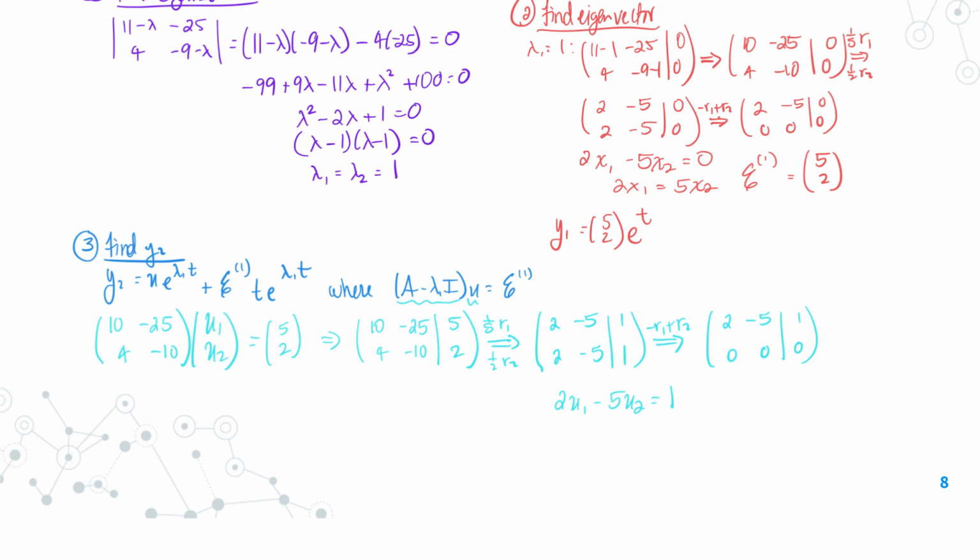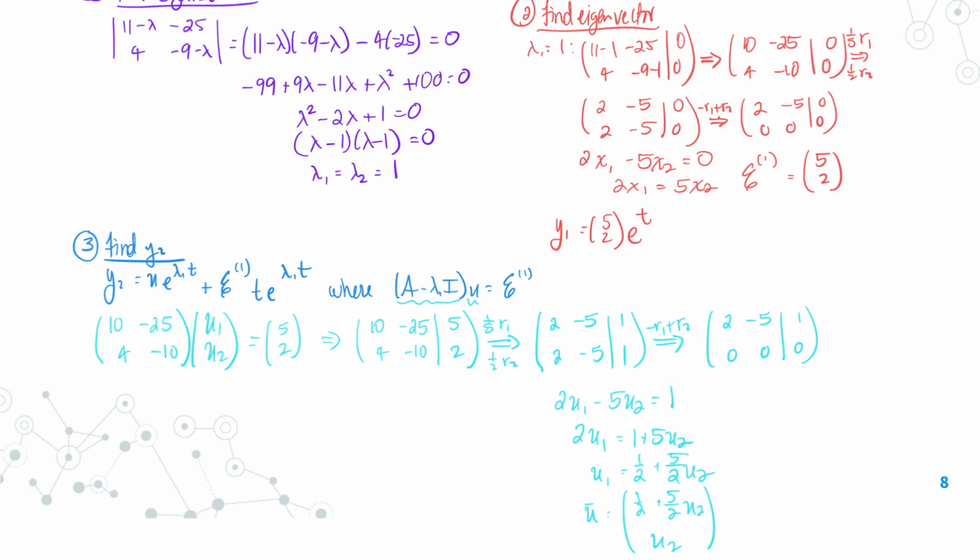So let's solve for u1 in terms of u2. So 2u1 is equal to 1 plus 5u2. If we continue to solve for u1, we find out u1 then is 1/2 plus 5/2 u2. So that means our u vector is u1 and u2. So u1 is 1/2 plus 5/2 u2, and u2 is just u2.